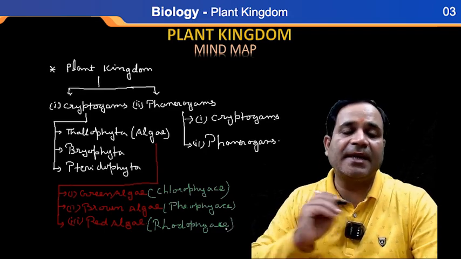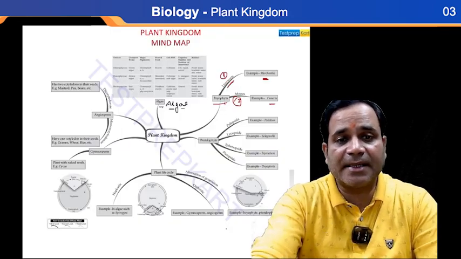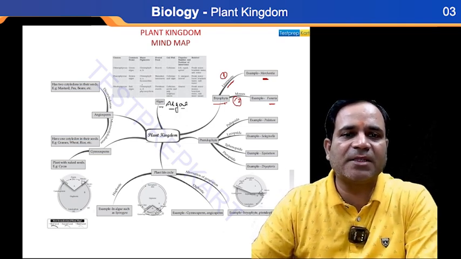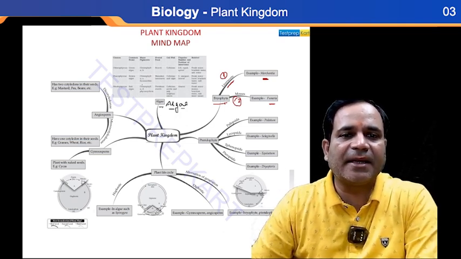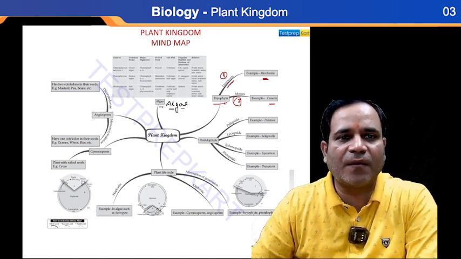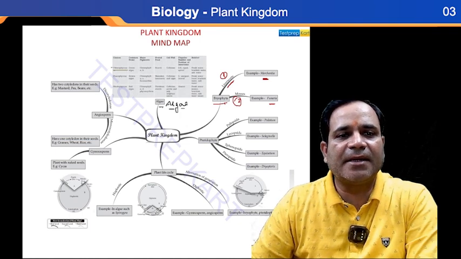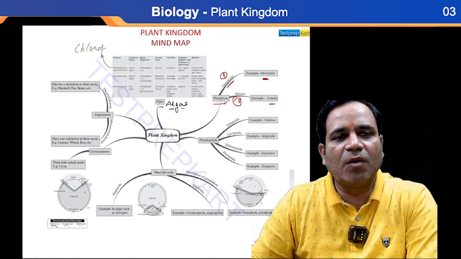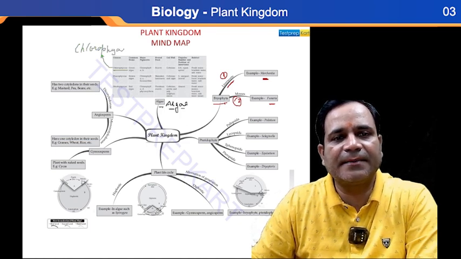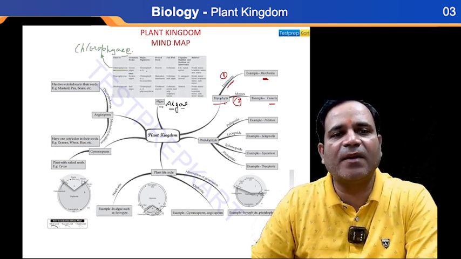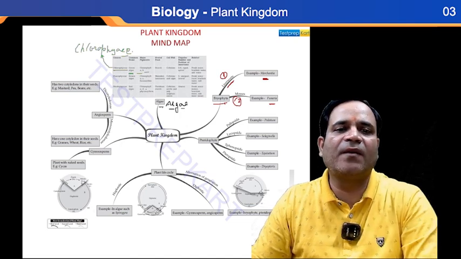The Rhodophyceae. Clear? See, this is given in your mind map. Here, the Chlorophyceae. It means which algae? This is the green algae. Chlorophyceae is written here. Chlorophyceae, green algae. Here the chlorophylls are chlorophyll A and chlorophyll B.